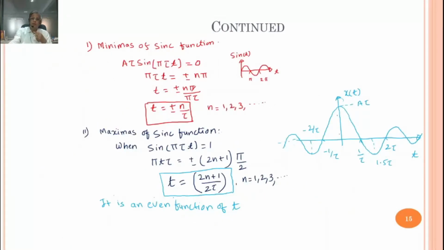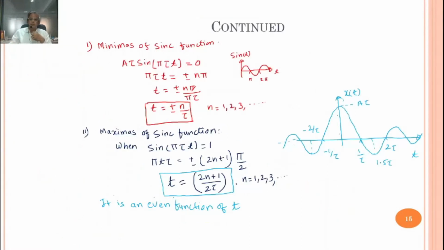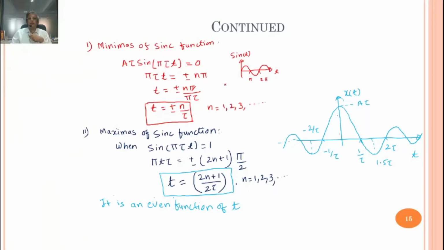Then find the maxima and the minima. The minima of the sinc function are the values where this function becomes 0. This value we will find. Means the sinc function is A tau sine pi t tau divided by pi t tau, equal to 0. We will equate this function equal to 0. And this pi t tau, if we multiply this function into 0, that becomes 0.